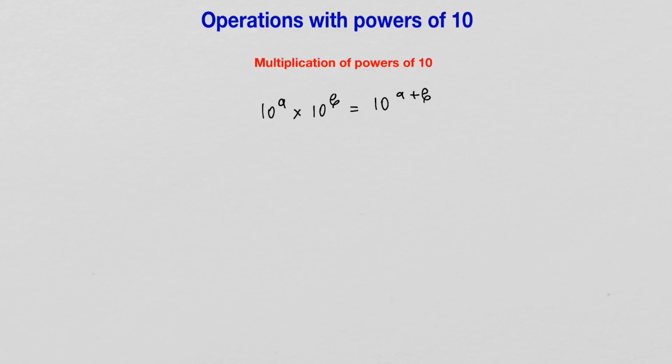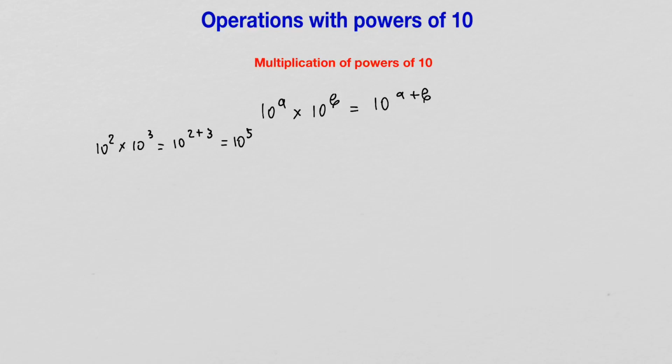So when multiplying 2 powers of 10, we would simply add the two exponents. So for example, if I have 10 to the power a multiplied by 10 to the power of b, that is simply equal to 10 to the power of a plus b. And here a and b can be both positive, both negative, or a positive and negative number, or even fractions, it doesn't matter.